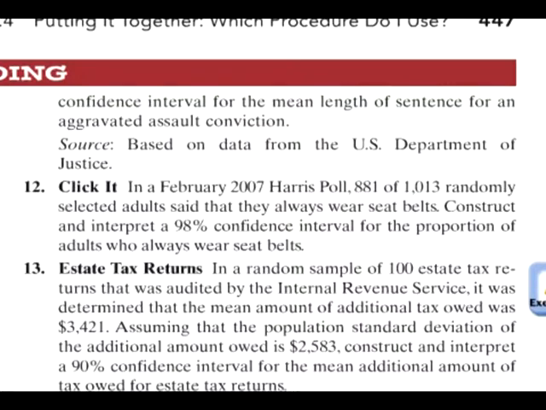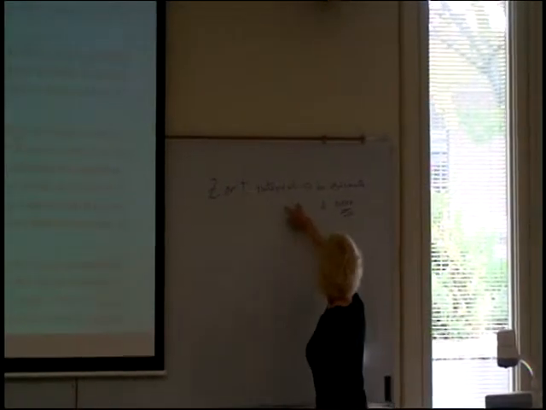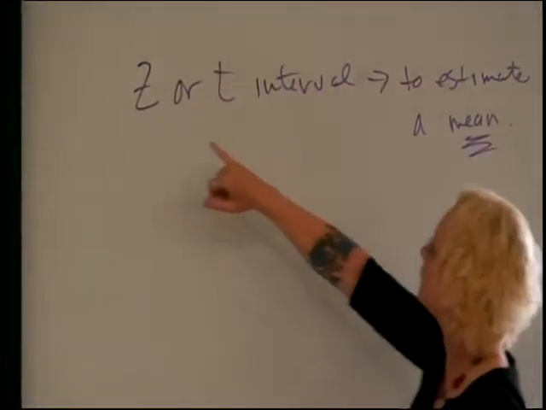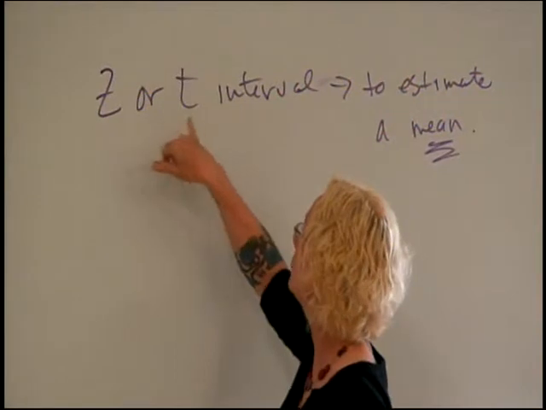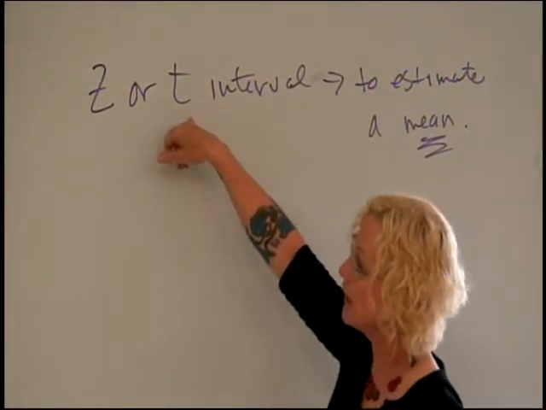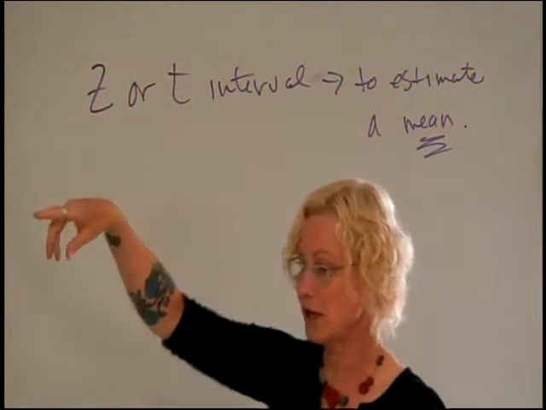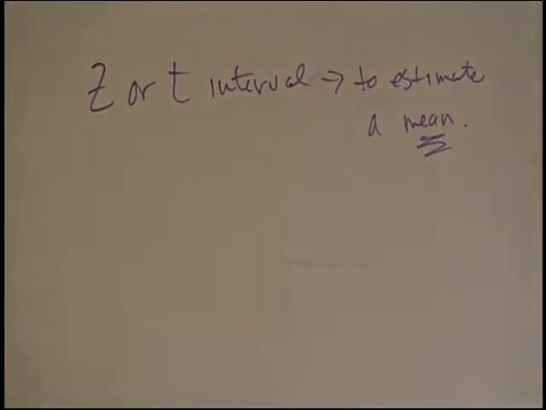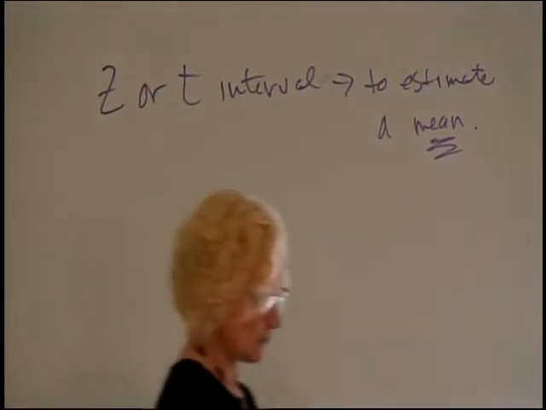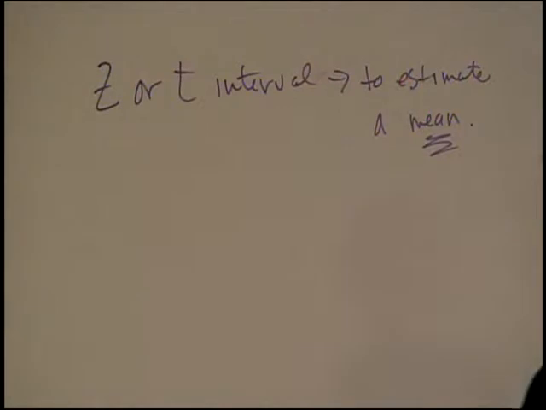We're talking about which function in the calculator to use. So if you use Z or T interval, you're estimating a mean, okay? Z interval is number 7 on your test menu. T interval is number 8. So if you want to estimate a proportion, you got to go down to one proportion Z interval. You guys with me? Does that make sense?